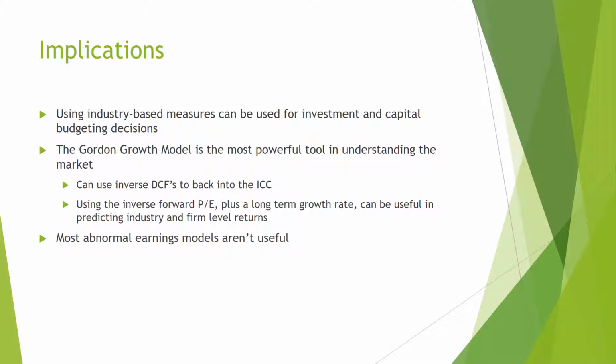And you can even use this idea that's used in the American Society of Appraisers. One of the things they teach you to do is use the inverse forward PE and plug in a long-term growth rate and see where the discount rate or the cost of capital would be once you do those measures. And what this study is concluding is that this is a good idea. You can do that. And most abnormal earnings models aren't very useful.